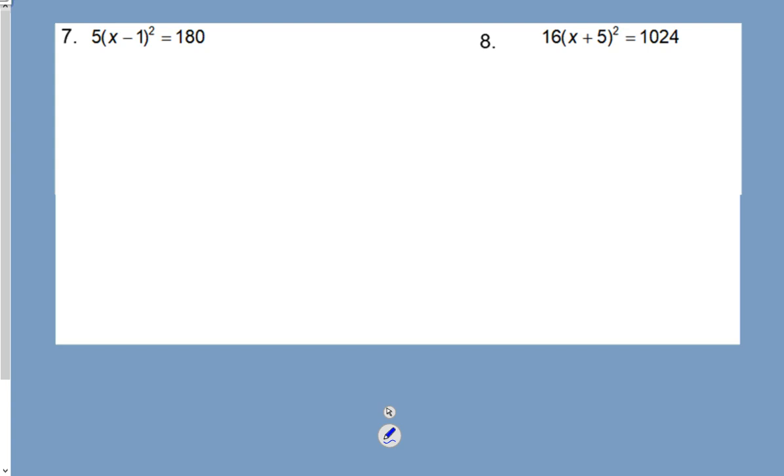Continuing right along. Feel free to pause this and try these two on your own. They're exactly like the last two we just did. If you're still kind of confused, I'm still going to keep teaching right through it, but feel free to pause and try them on your own if you're feeling comfortable.